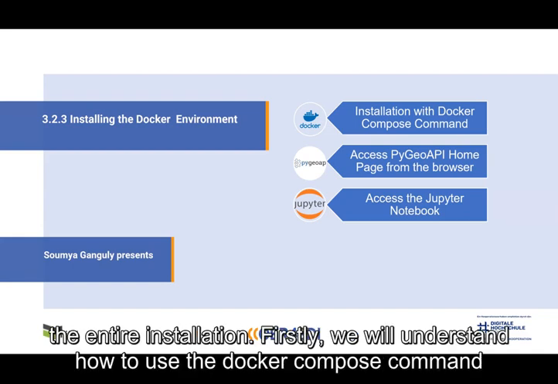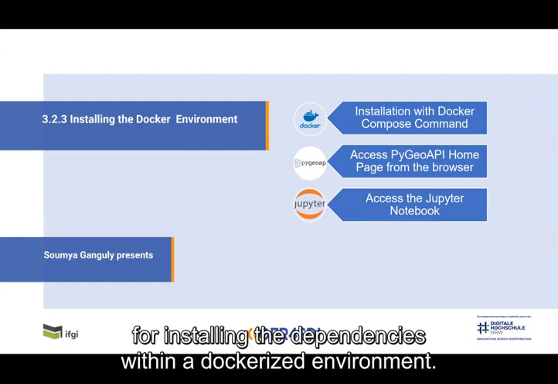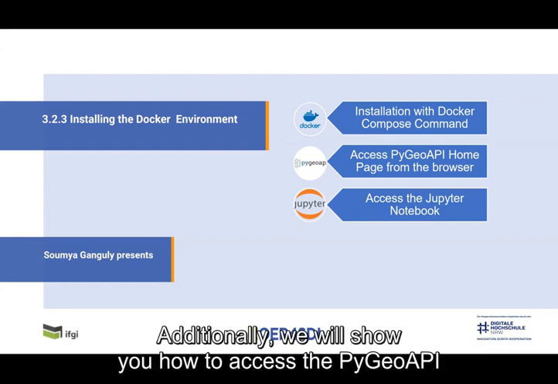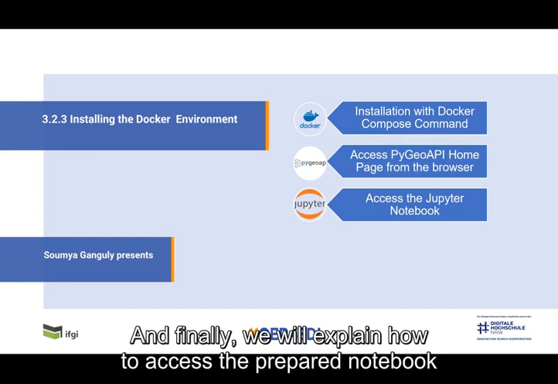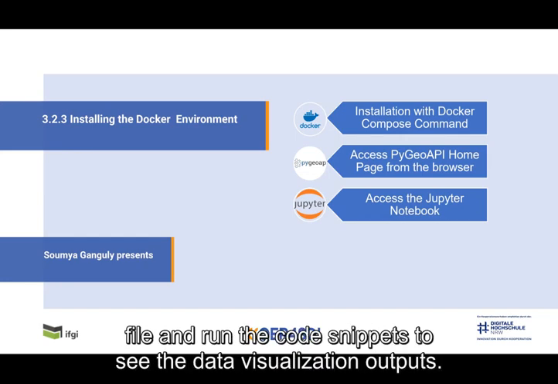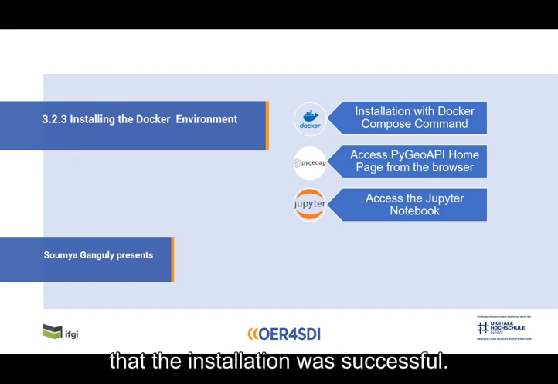Firstly, we will understand how to use the Docker Compose command for installing the dependencies within a Dockerized environment. Additionally, we will show you how to access the PyGeo API homepage from your web browser. And finally, we will explain how to access the prepared notebook file and run the code snippets to see the data visualization outputs. The browser access and the notebook access will serve as an indicator that the installation was successful.